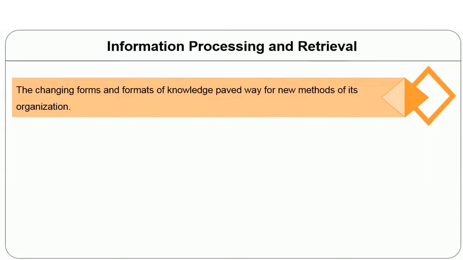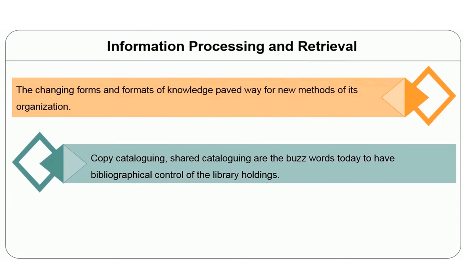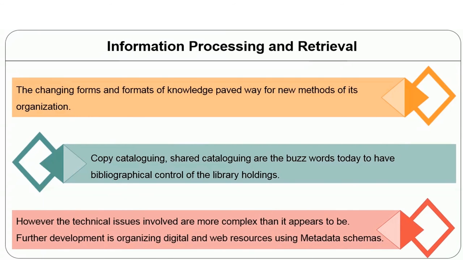ICT has also brought so many changes in information processing and retrieval. The changing forms and formats of knowledge paved way for new methods of its organization. Copy cataloging, shared cataloging are the buzzwords today to have bibliographical control of the library holdings. However, the technical issues involved are more complex than it appears to be. Further development is organizing digital and web resources using metadata schemas.